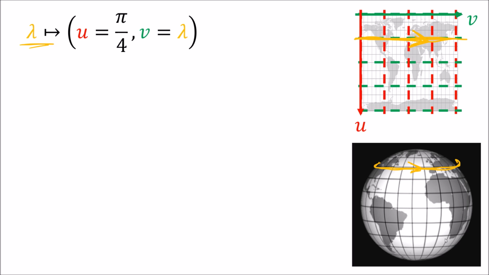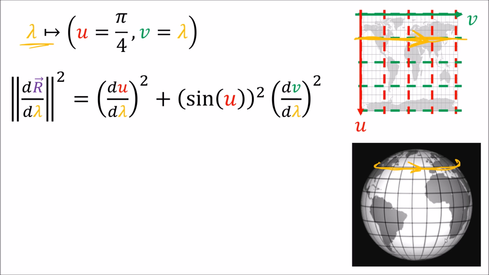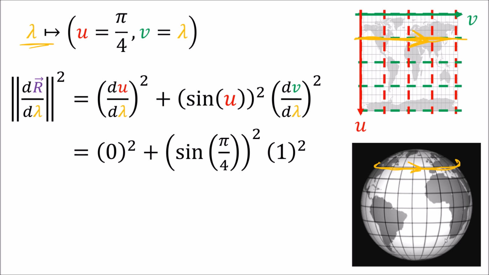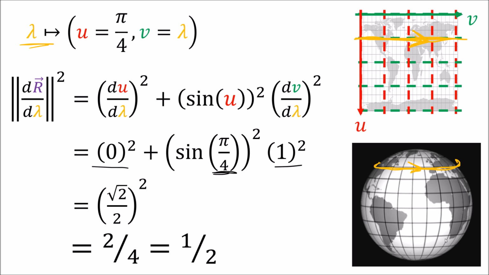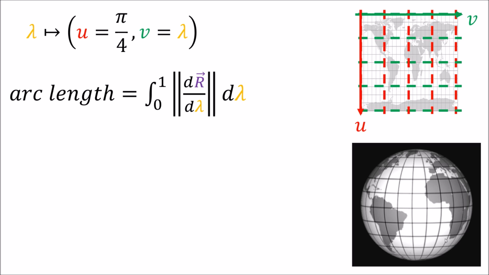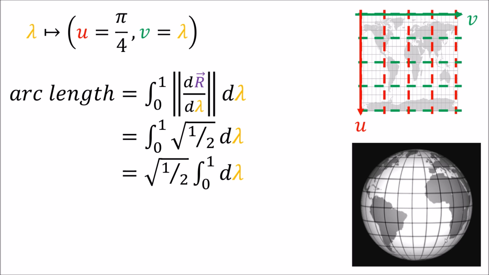So if we try and compute the length of this curve along 1 unit of lambda, we start with the metric equation here. So du by d lambda is equal to 0, and dv by d lambda is equal to 1, and u is equal to pi over 4, so we get this. And since sine of pi over 4 is equal to root 2 over 2, that squared is just 2 over 4, or 1/2, which is the squared magnitude of the tangent vector. And if we compute the length of the curve over 1 unit of lambda, we get a total length of the square root of 1/2.